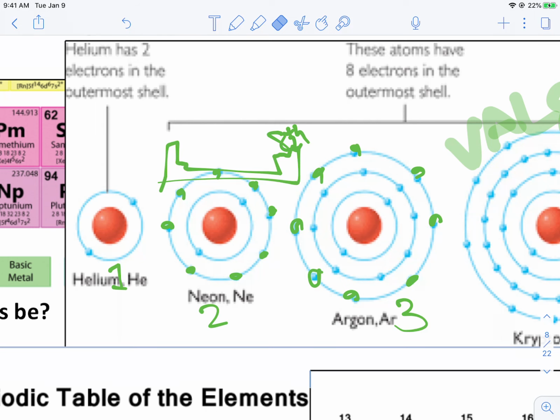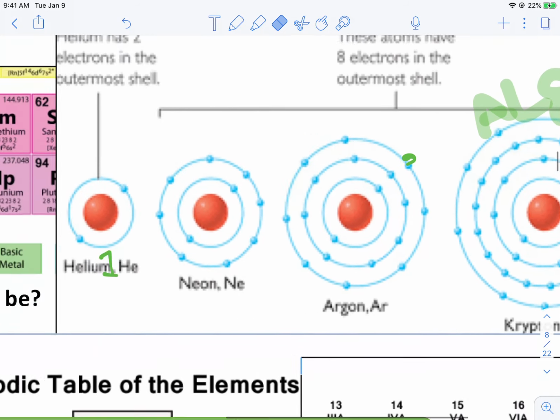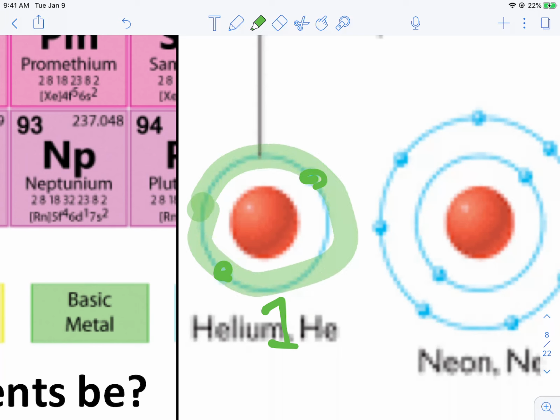So wait a minute. There's a problem here. Because all these guys have 8, and they're in group A. But helium, how many dots does helium have? How many electrons does it have in its valence shell? It only has 2, so why is it in group 8? Well, there's a little rule. And if you don't understand this on day 1, that's okay.